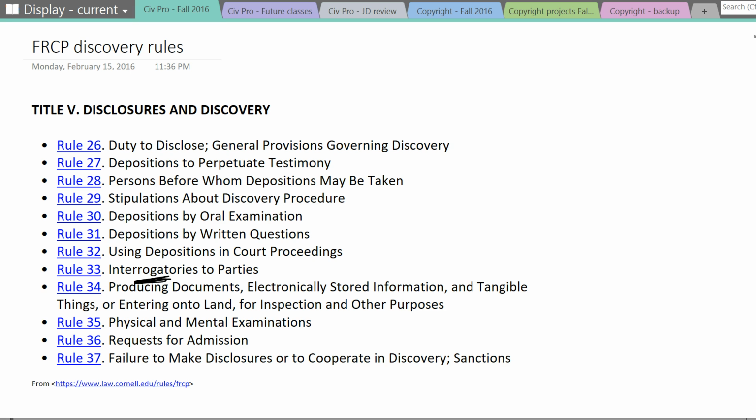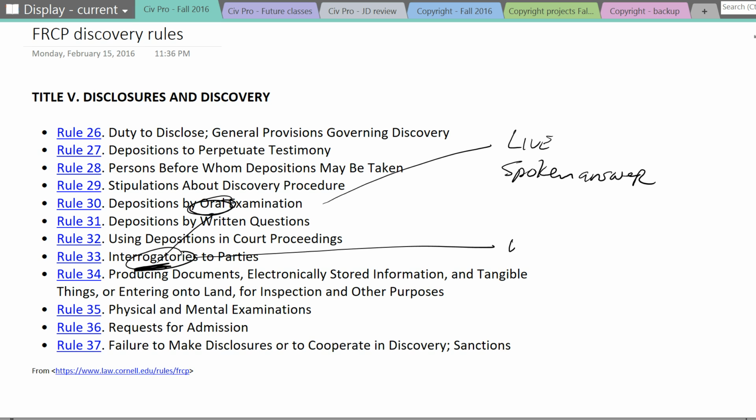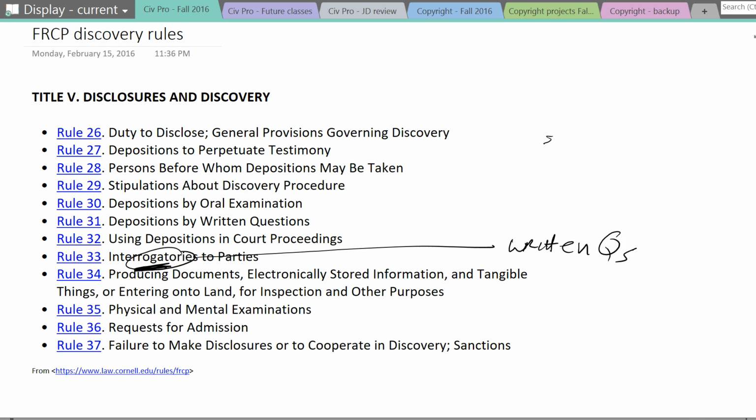And interrogatories to parties are, again, questions to the parties that have to be answered under oath, and you think maybe that's the same thing as a deposition. But no, a deposition, the answers to the questions are done live via spoken answers. Okay? That's how a deposition works. Interrogatories are written questions. Okay? So that means it's kind of like a Rule 31 deposition by written questions. But under Rule 31, deposition, still the answers are live and by spoken answers from the deponents. With interrogatories, Rule 33, everything is written. Written questions and written answers.